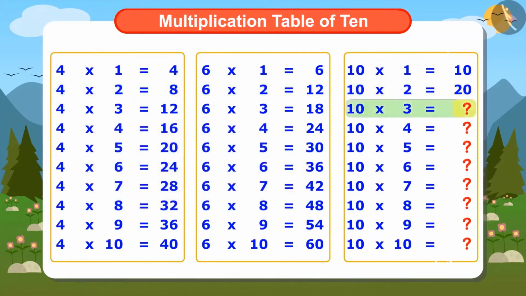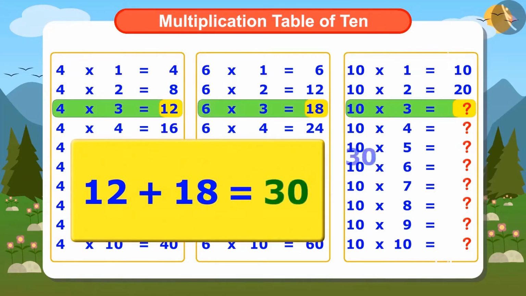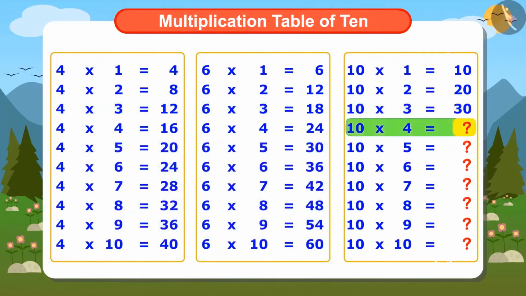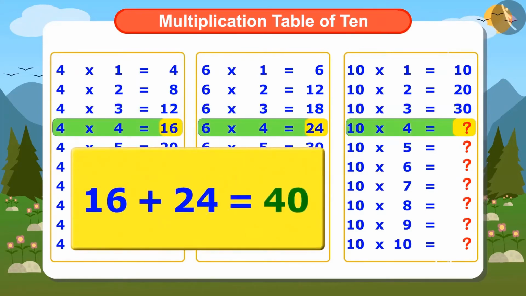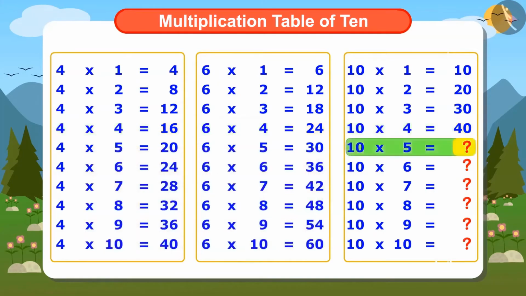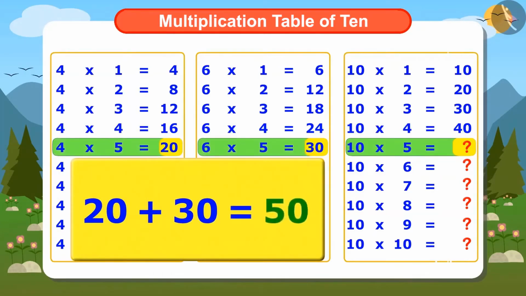To find the third number of the multiplication table of 10, we will add 12 and 18. The answer will be 30. To know the value of 4 times 10, we add 16 and 24. The answer is 40. To find 5 times 10, we will have to add 20 and 30. So 5 times 10 is 50.